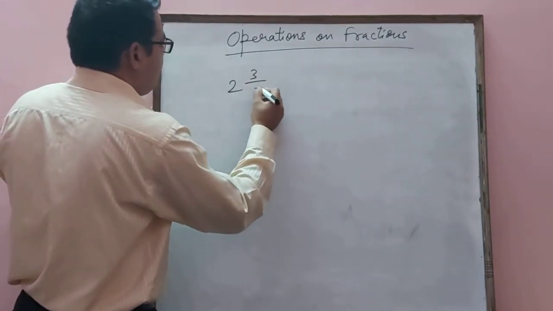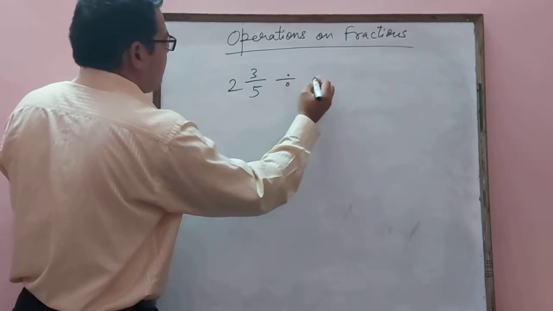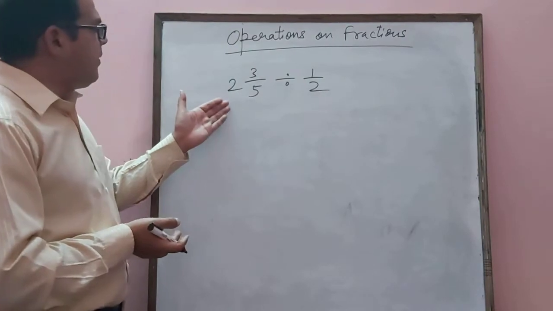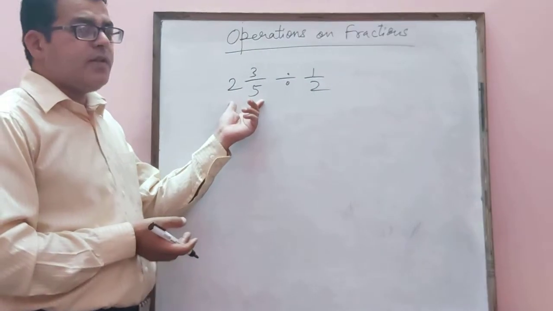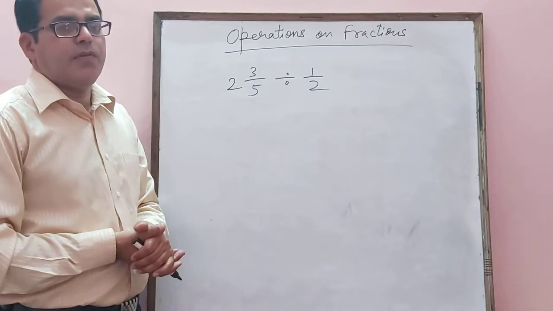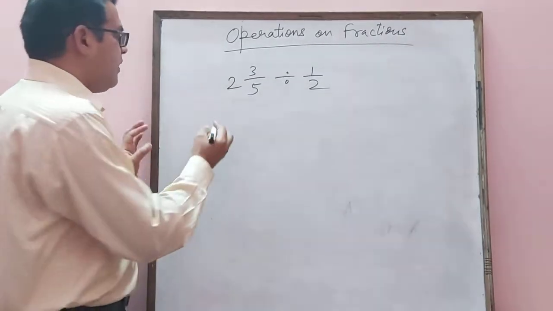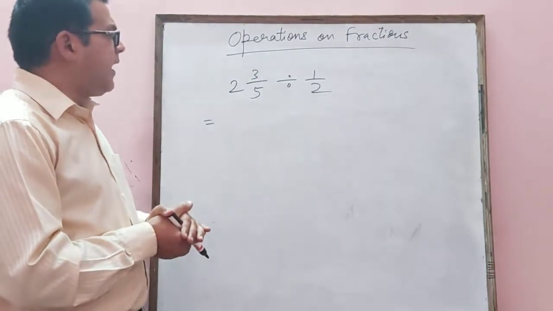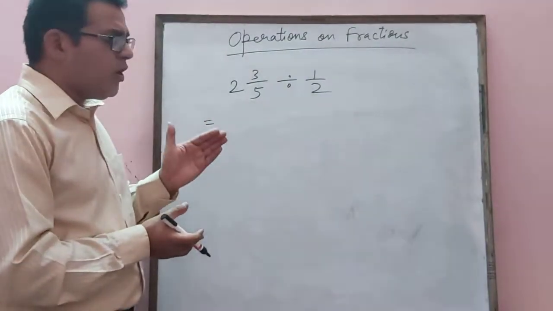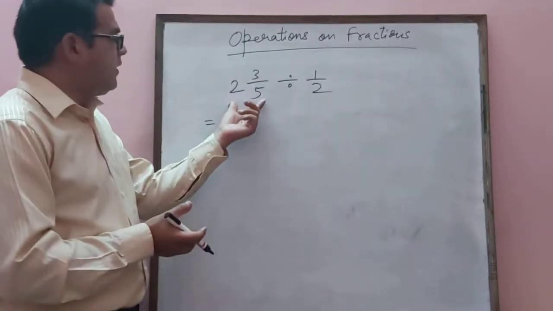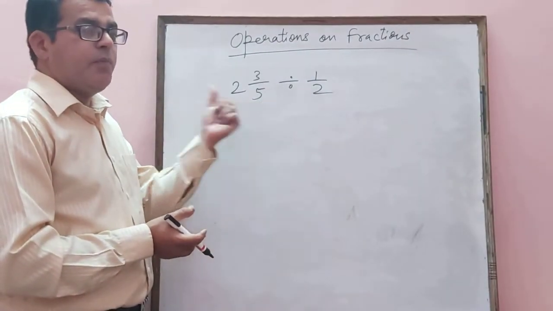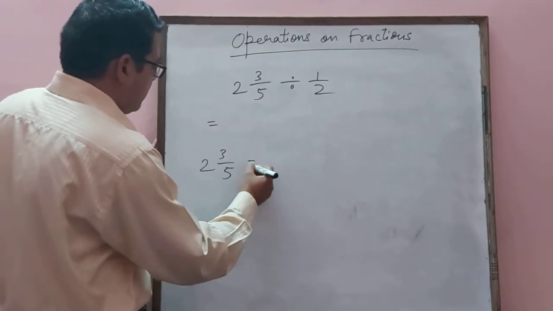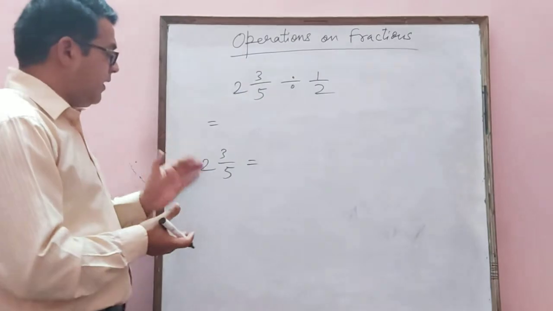2 whole 3 by 5. Now we are dividing by 1 by 2. Here deliberately I have taken one mixed fraction and one proper fraction. How can we divide them? The rule says that before division or multiplication you need to convert this mixed fraction into improper fraction. So our first target is to make it improper form.